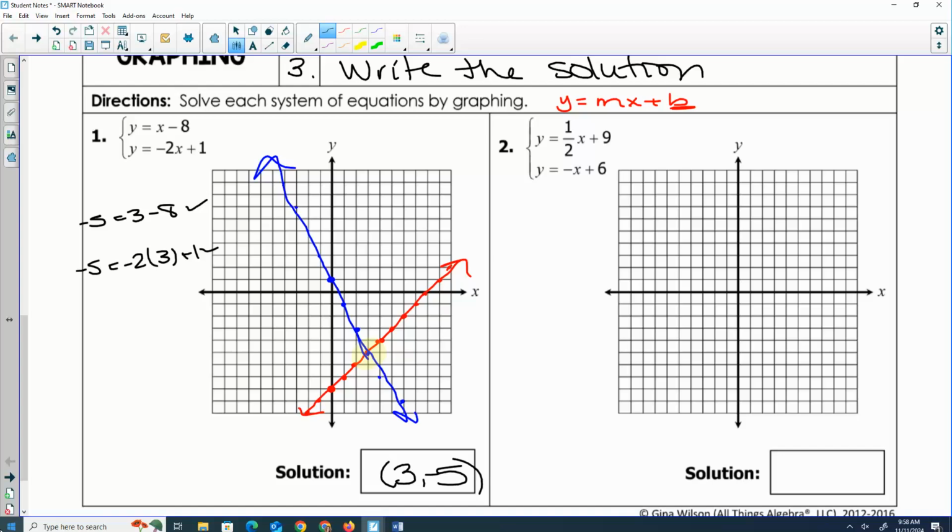Alright, why don't you guys try number 2? Graph those 2 lines and see if you can figure out where they're crossing. Check out the first one. So, 1/2 x plus 9. Y-intercept is +9, with the y-axis at +9. Slope is 1/2, so up 1 over 2, or you could go down 1 and backwards 2.